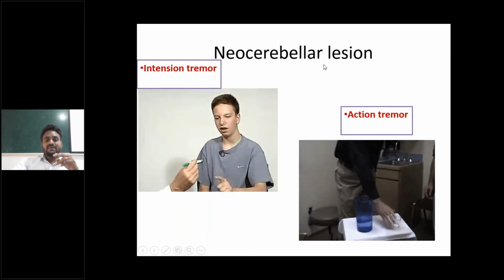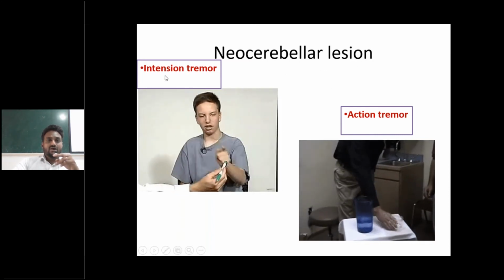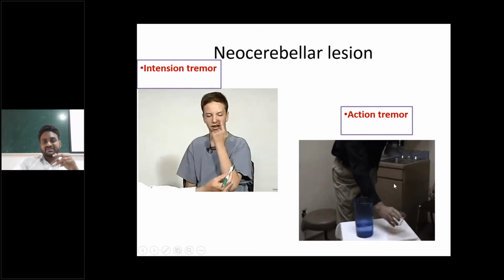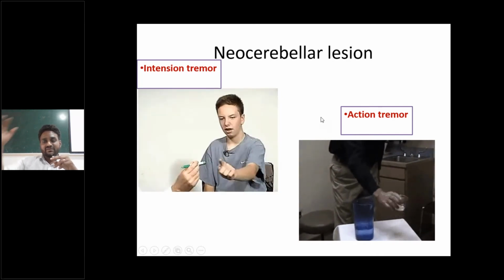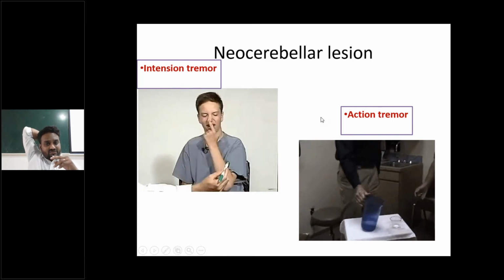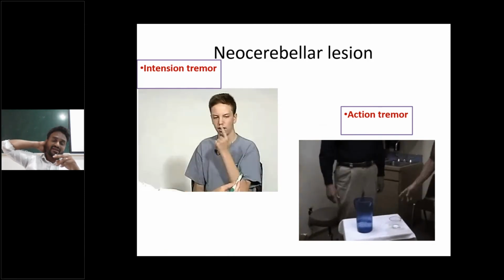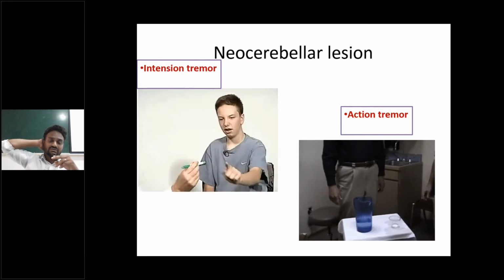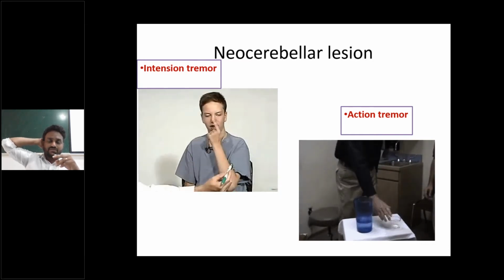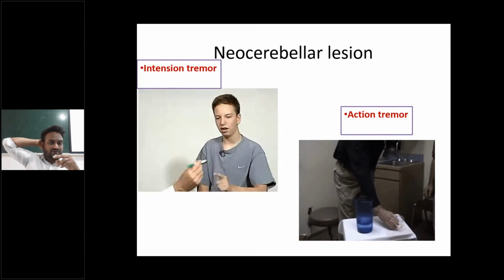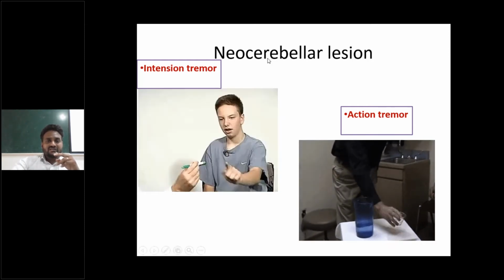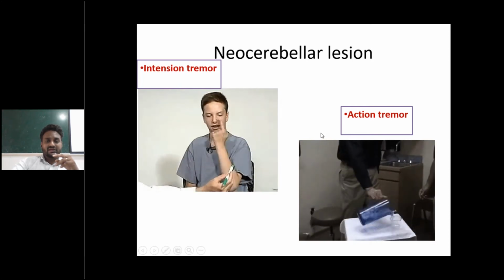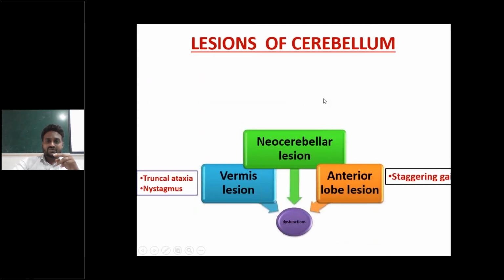So if a neocerebellum lesion happens, that leads to intention tremor, action tremor, and also a third one, defective speech. Defective speech means incoordination between the lips, tongue and palate, which produces inappropriate language. That is the neocerebellum lesion. This is about the clinical anatomy of the cerebellum. Mainly three lesions: vermis lesion, neocerebellar lesion, anterior lobe lesion.